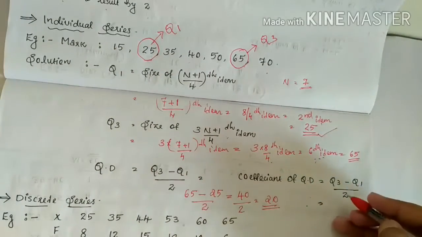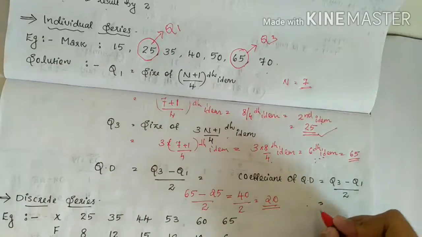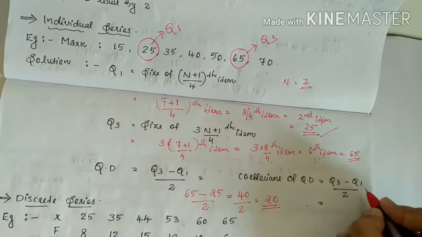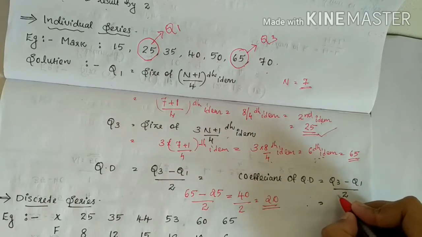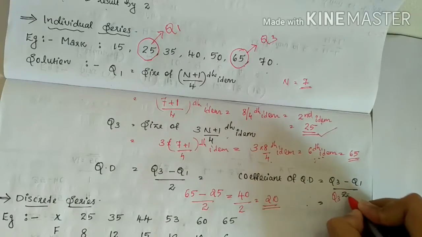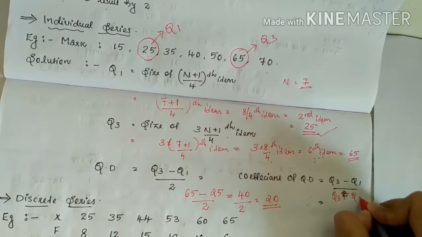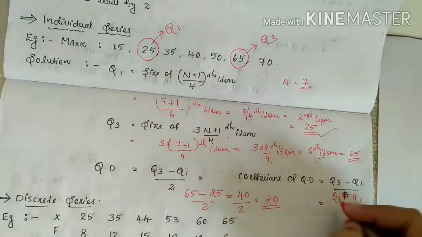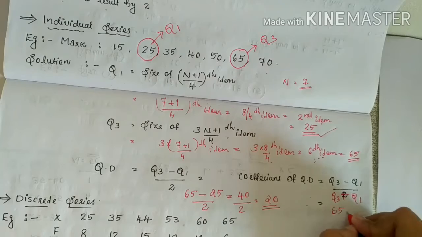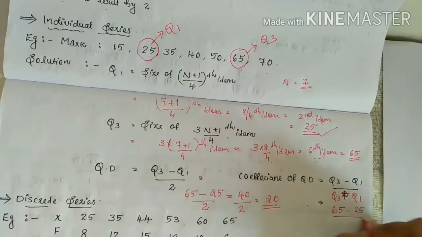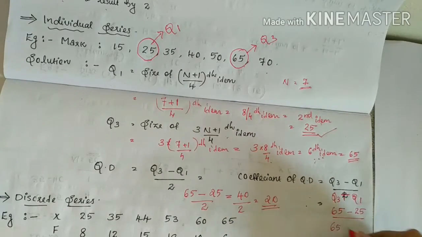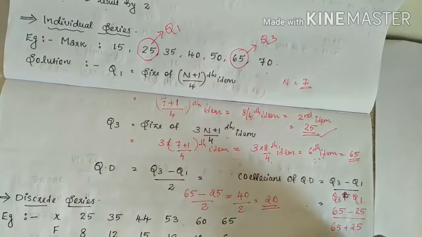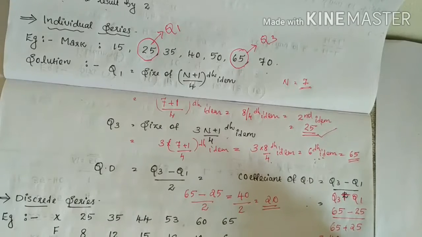Then calculate the coefficient of quartile deviation: Q3 minus Q1 divided by Q3 plus Q1, which is equal to 65 minus 25 divided by 65 plus 25. The answer is 40 divided by 90, which is equal to 0.44.